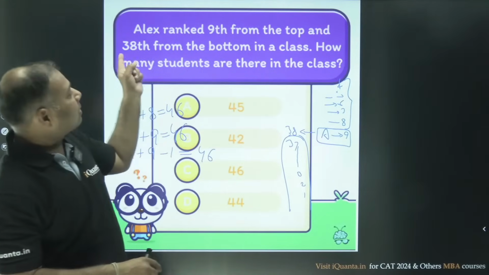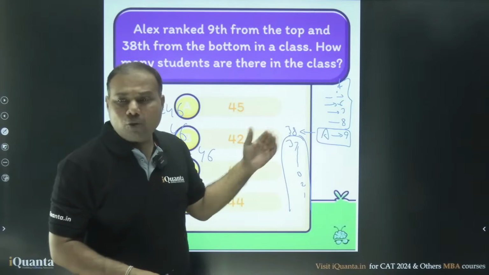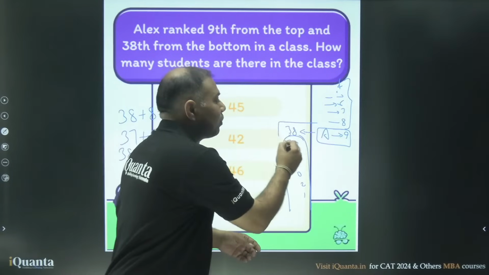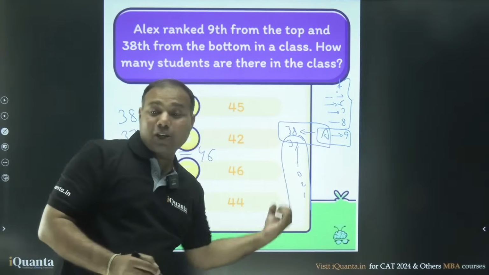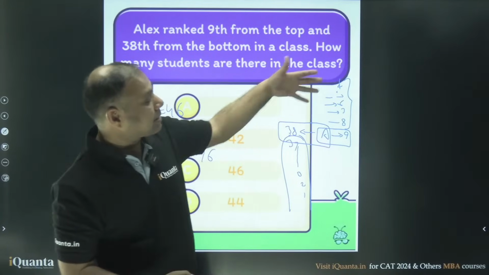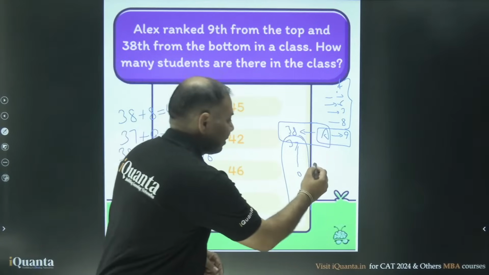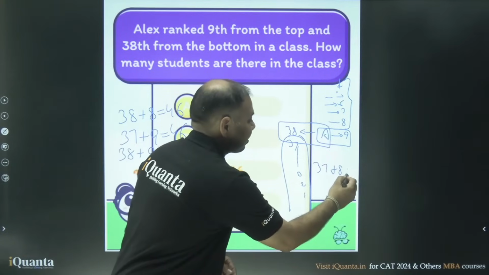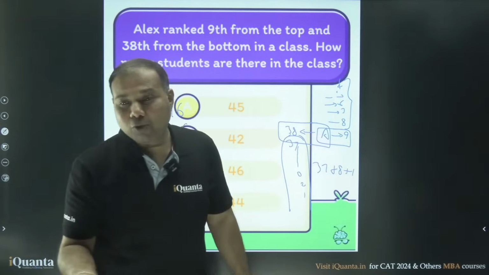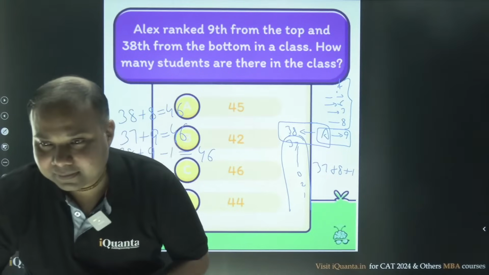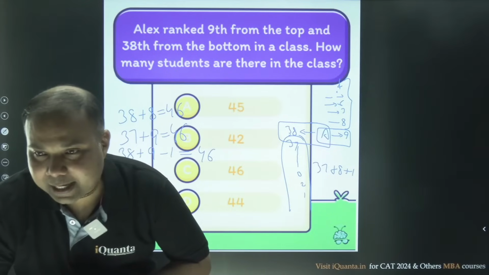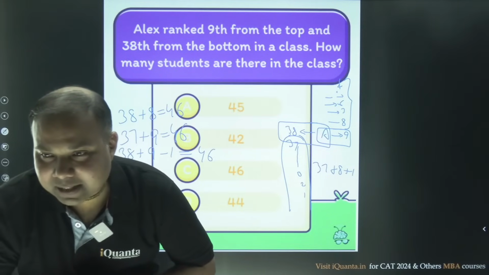And also Alex is 38 from the bottom. So if we are counting from the bottom, then first, second, third, fourth, up to 38. So Alex is ranking 38 from bottom. That means how many are below Alex, or behind Alex? 37. So we could have said 37 plus 8 plus 1. Right? 37 plus 8 plus 1. 37 are behind Alex, 8 are ahead of Alex, and one is Alex himself, right? So we have 37 students behind and 8 students ahead. So then 37 plus 8 will be 45.